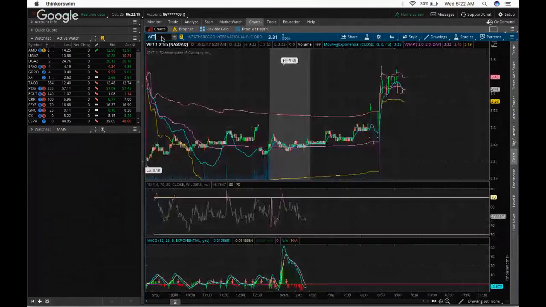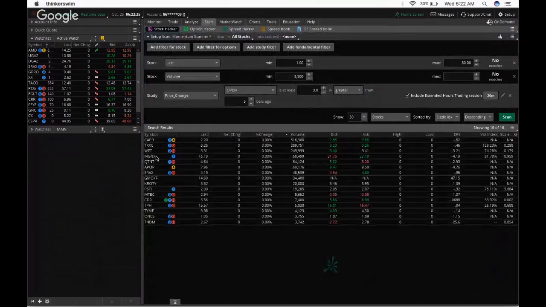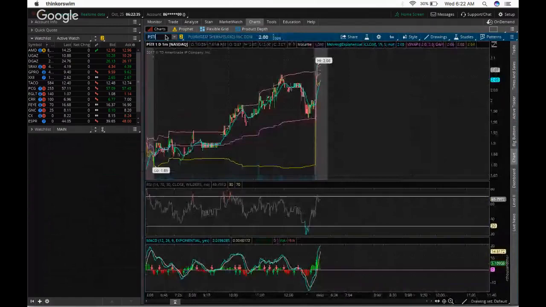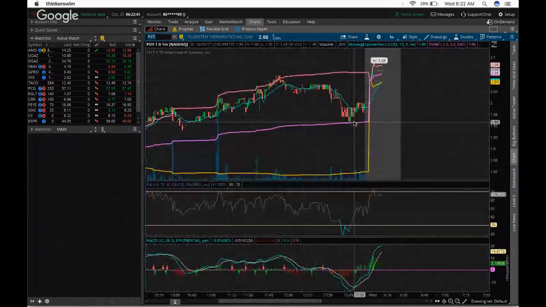Very low volume. It is pretty nicely set up, but nothing crazy there. Sorry, X. PSTI, why does that sound familiar? That's the one we traded yesterday. Really nice balance off purple VWAP.